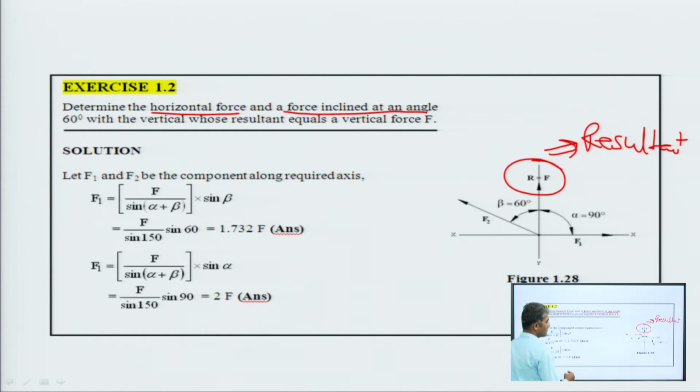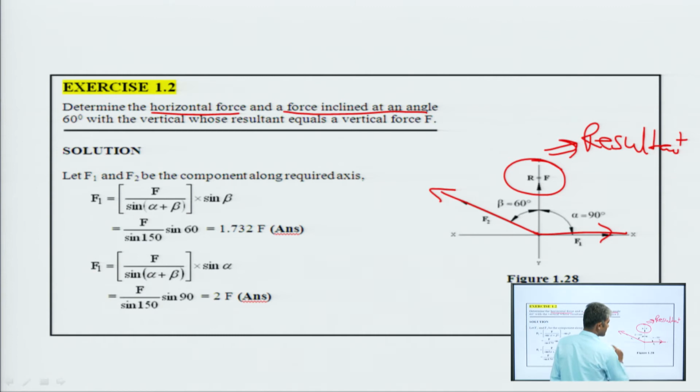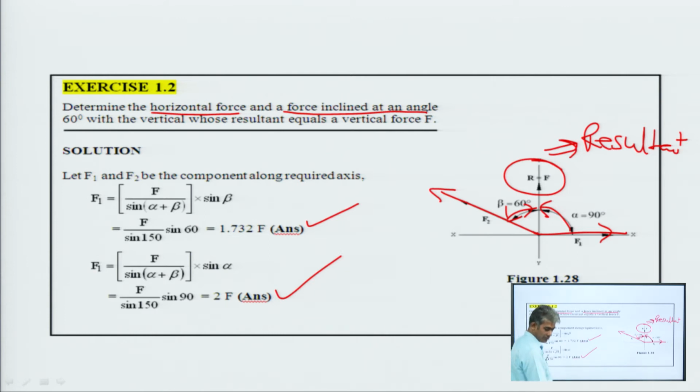And we have to find the component of the forces along this direction and along this direction. This is the horizontal force, and another is a force inclined at 60 degrees with the vertical. This will be alpha, this is beta, and the resultant is F. With the help of this formula, we can calculate the value of F1 and F2.